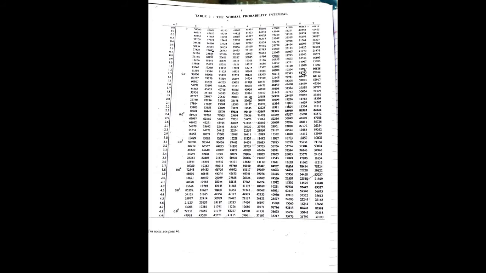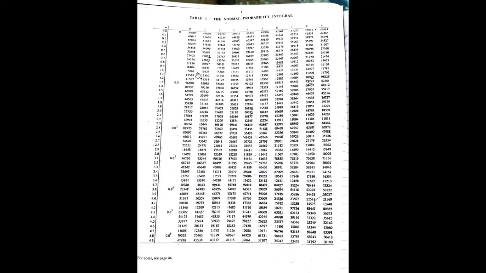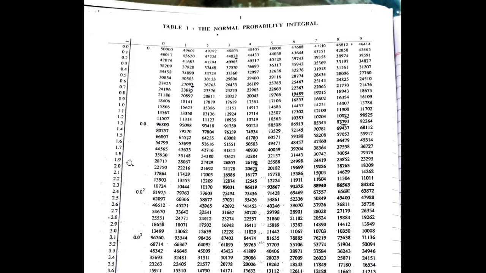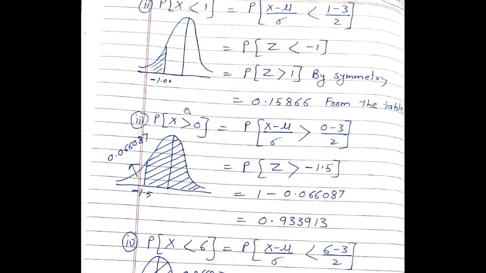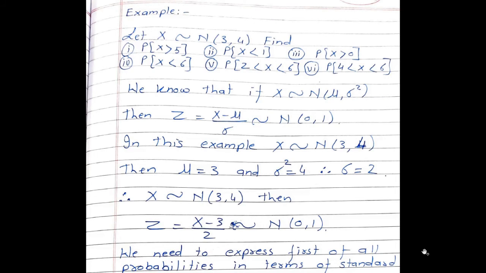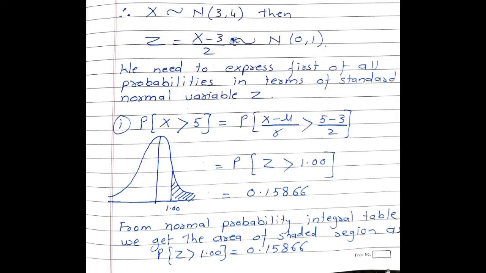See the previous table. In the 1.00 column, the value is 0.15866. It should be preceded by 0 point, so 0.15866. So this is the first answer we are getting. The answer is equal to 0.15866.